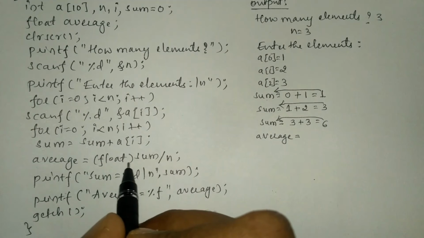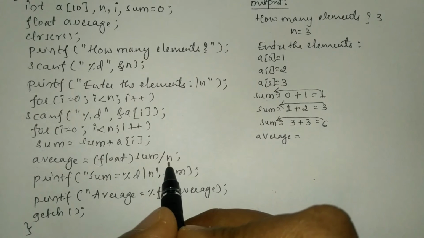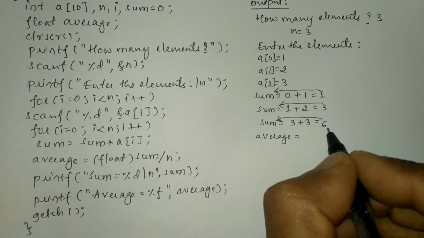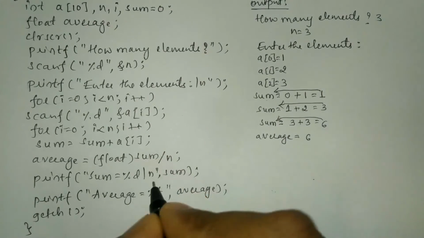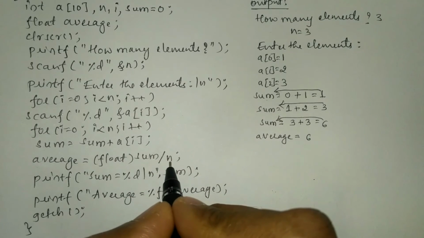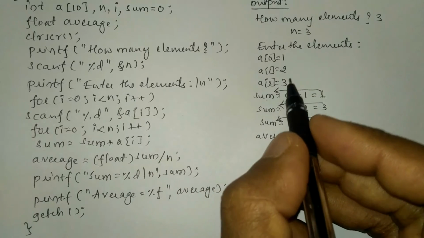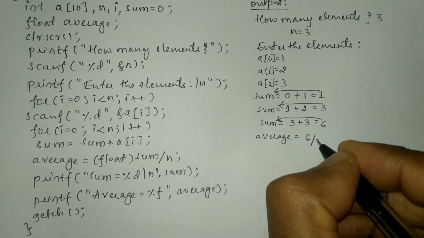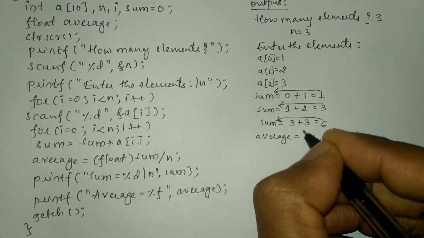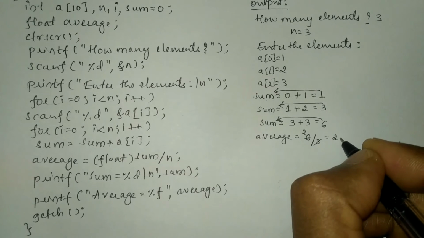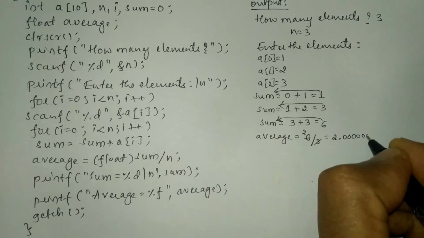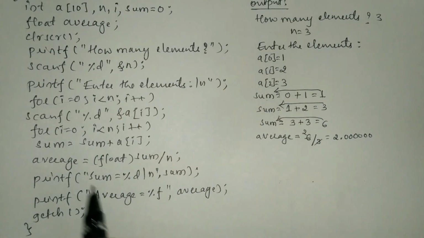So it is called type conversion, and divided by n. n is the number of elements, right? So sum is what now? The final value of sum is 6, and the number of elements here we have entered is 3 elements, that is n value is 3. So it has to be divided by 3. 6 ones are 6, 6 twos are 12. So it is going to store 2.000000 because it is floating type of data.